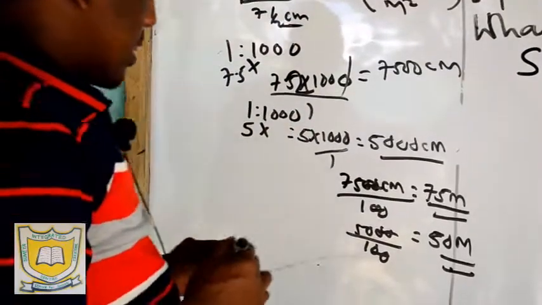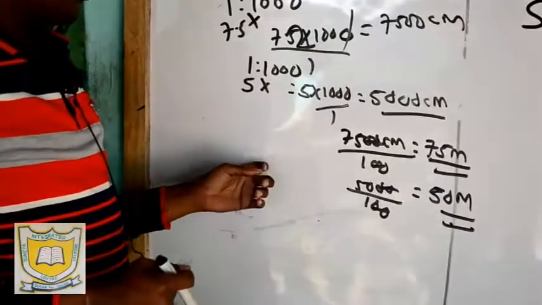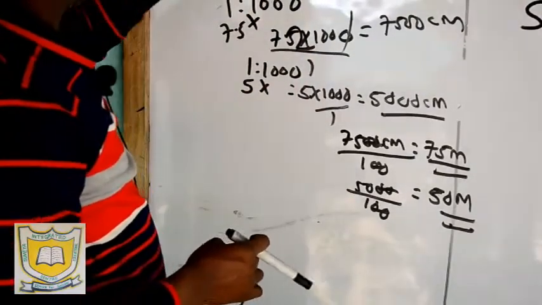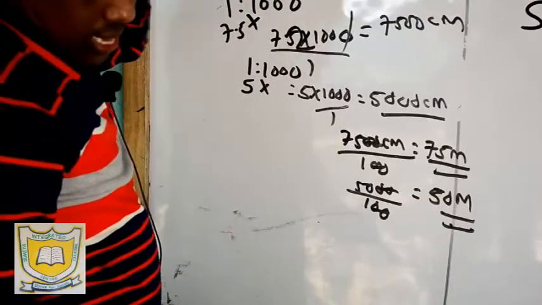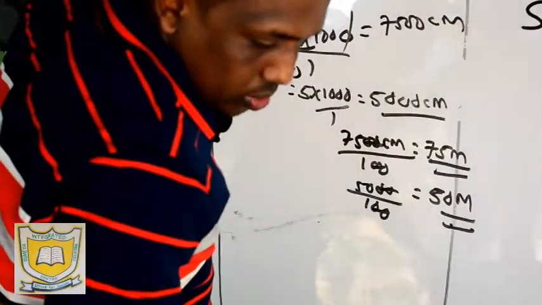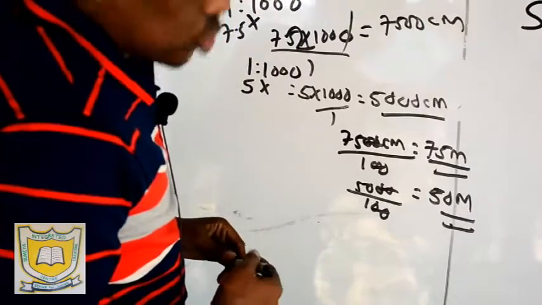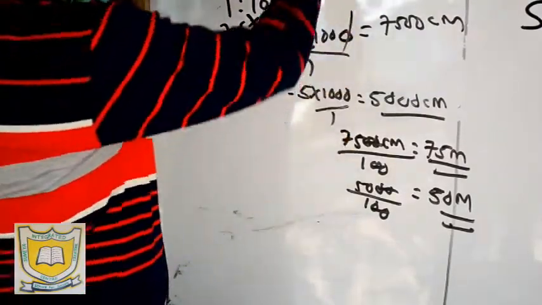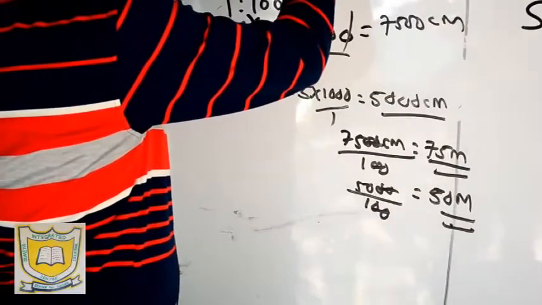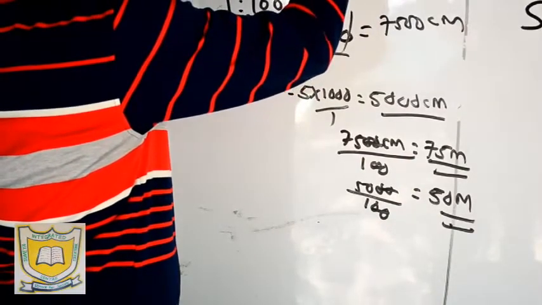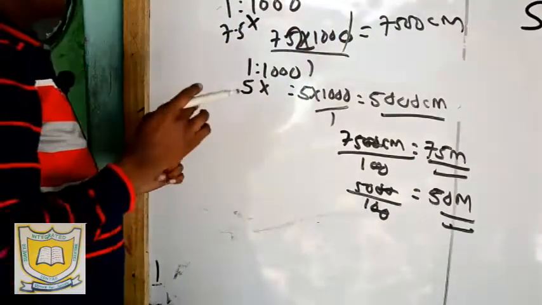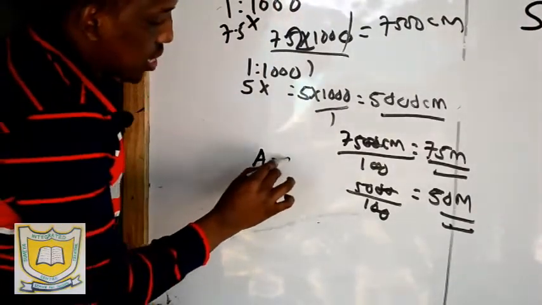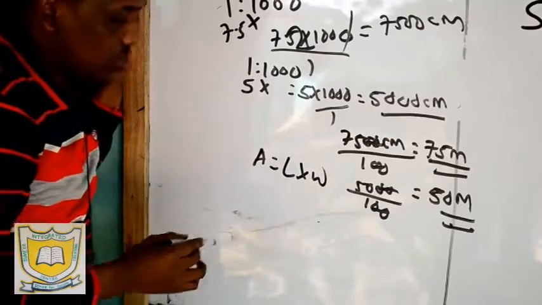After getting that, what do we do? You are told, if the actual length is this, what is the actual area? What is the actual area of the plot? Actual area is equal to length times width, the same way we did.